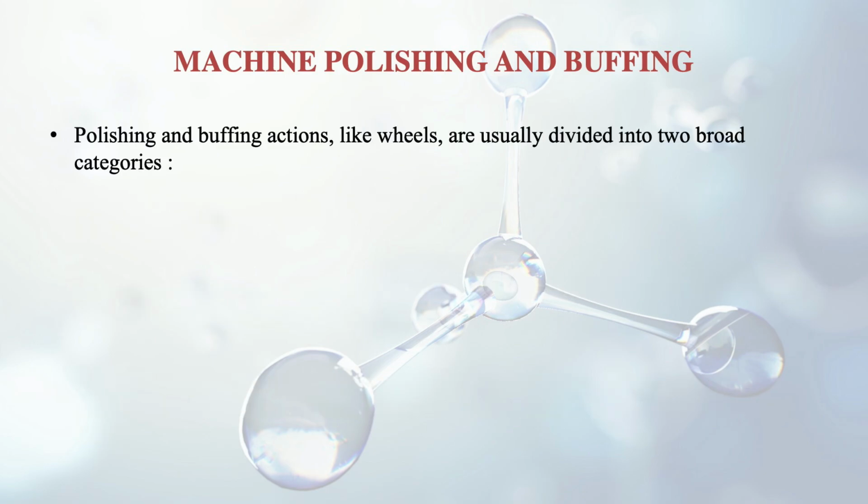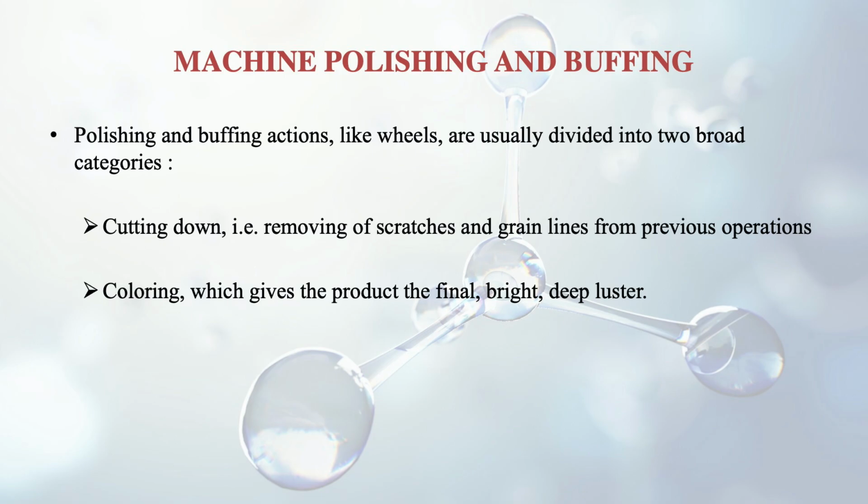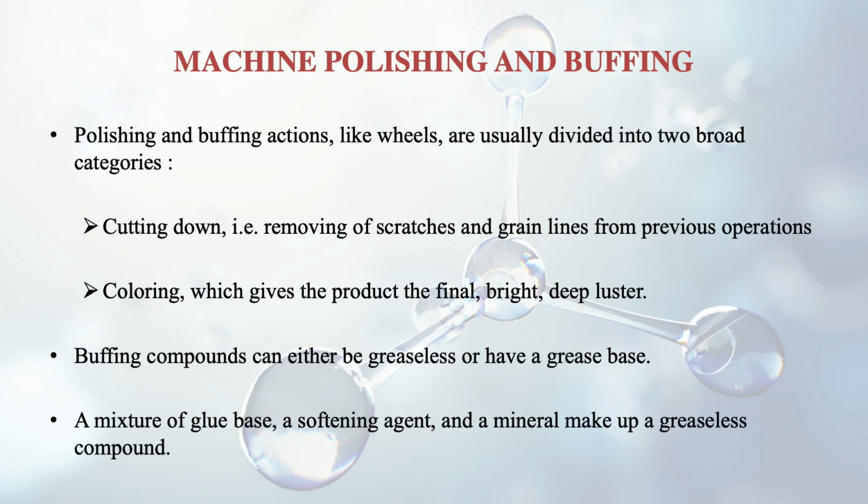Polishing and buffing wheels are usually divided into two broad categories. One is the cutting down type, that is removal of scratches and grain lines from previous operations, and the other one is the coloring type, which gives the product a final bright deep luster. So the first one is used for removing certain kinds of impurities, and the second one is for giving us the final surface finish. Buffing compounds can either be greaseless or have a grease base. About the grease we have read earlier. A mixture of glue base, which is a softening agent, and a mineral makes up a greaseless compound.